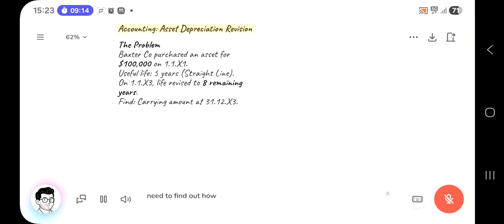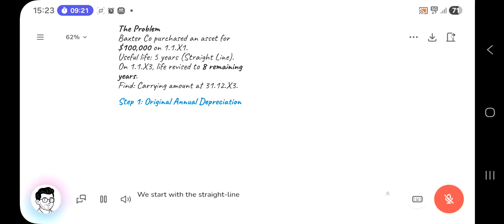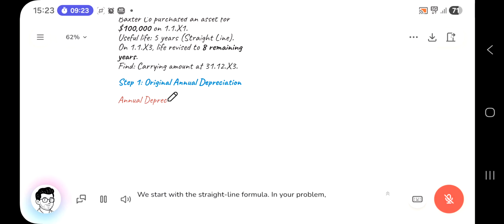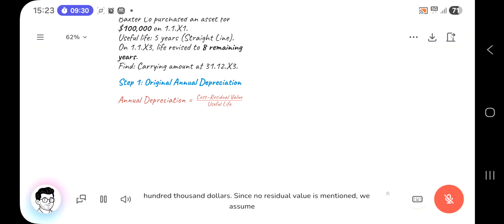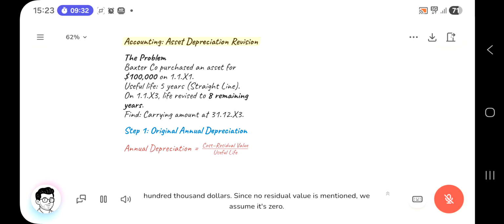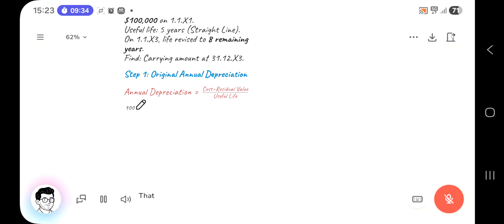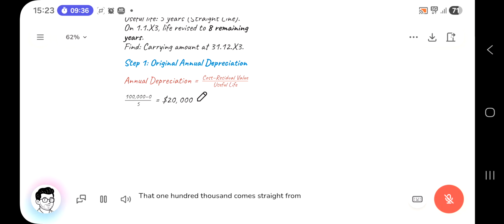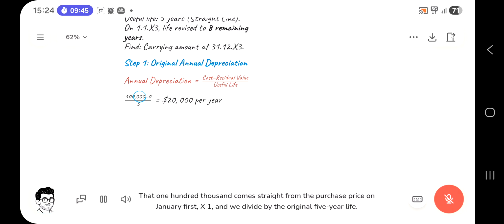First, we need to find out how much value the asset lost before the change happened. We start with the straight line formula. In your problem, the cost is $100,000. Since no residual value is mentioned, we assume it's zero. That $100,000 comes straight from the purchase price on January 1st X1, and we divide by the original 5-year life.